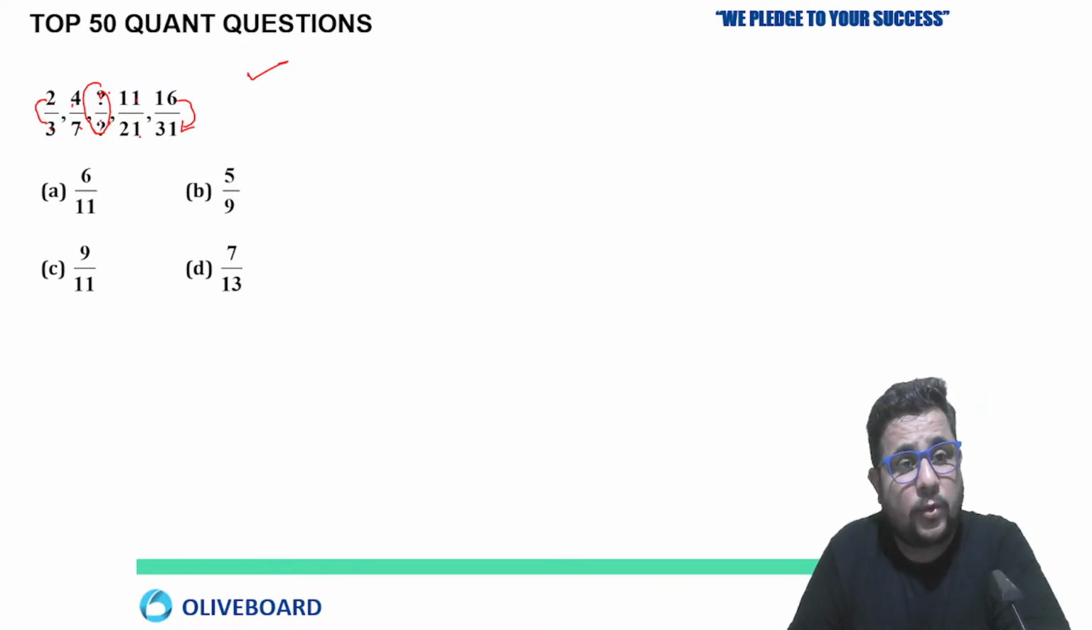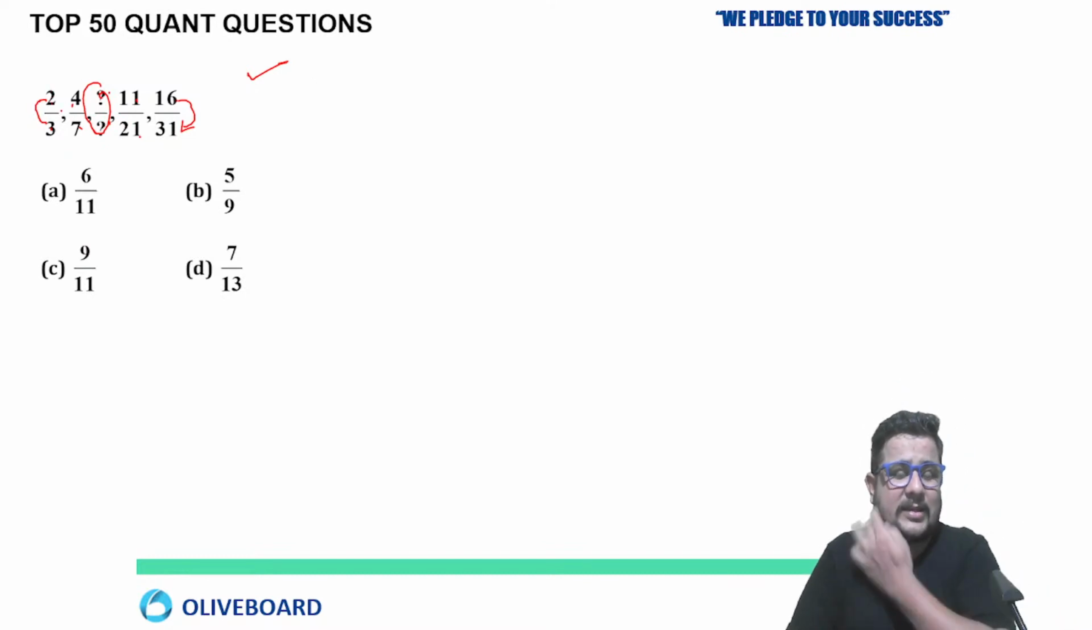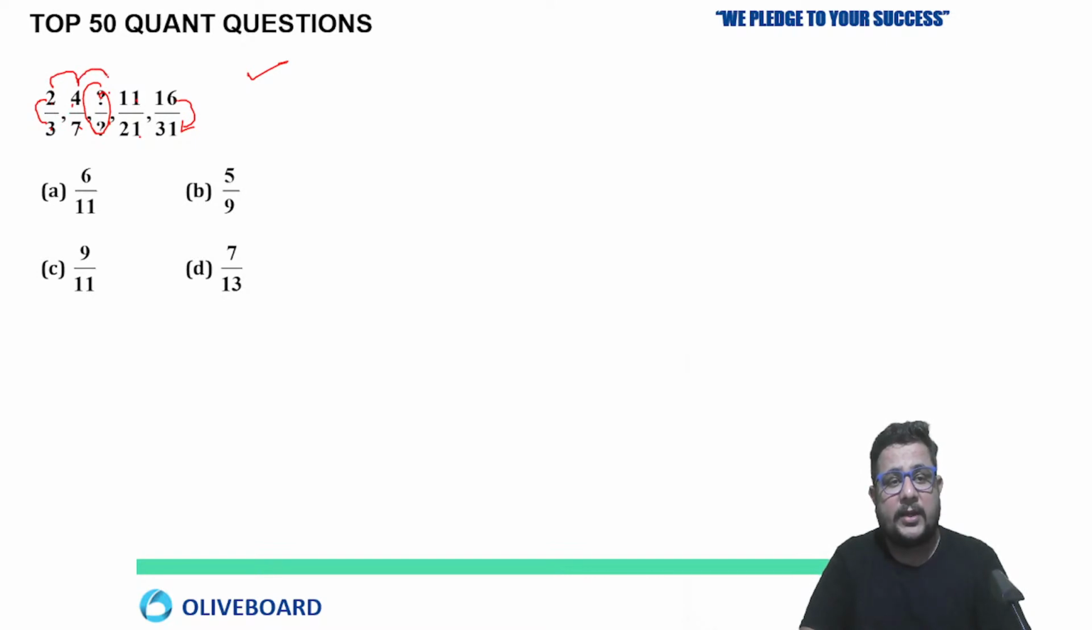2 by 3, 4 by 7, question mark by question mark. Here the series is completely different, but we can first look at numerator to numerator, and denominator to denominator. Otherwise the series will become very difficult. What pattern is going on in the fraction? So 2 to 4, plus 2 is there. Then 4 to question mark to 11. 11 to what? Plus 5.